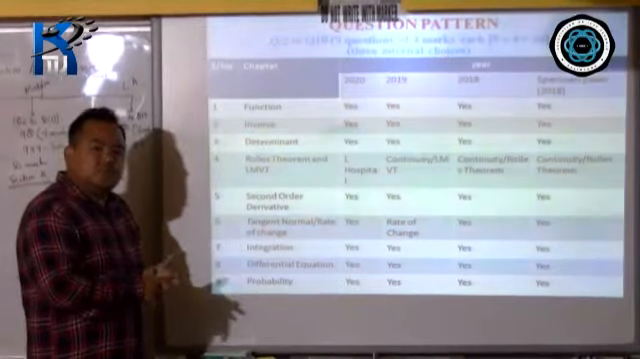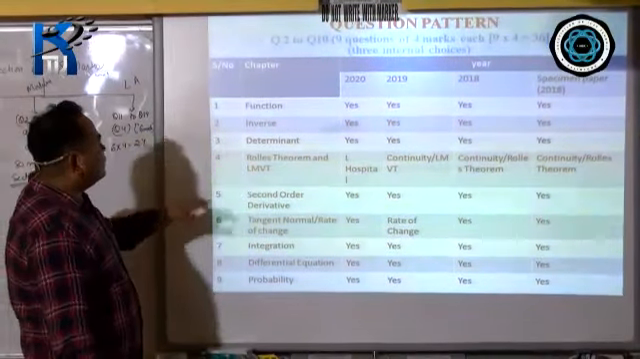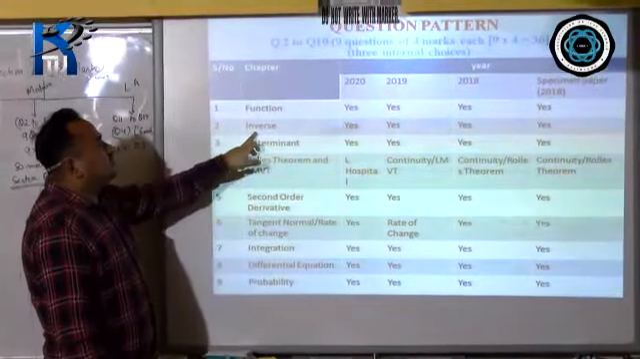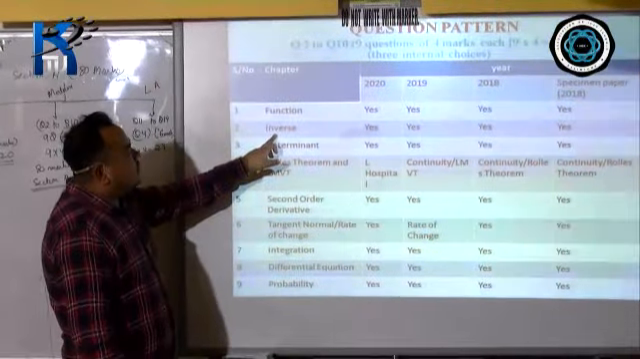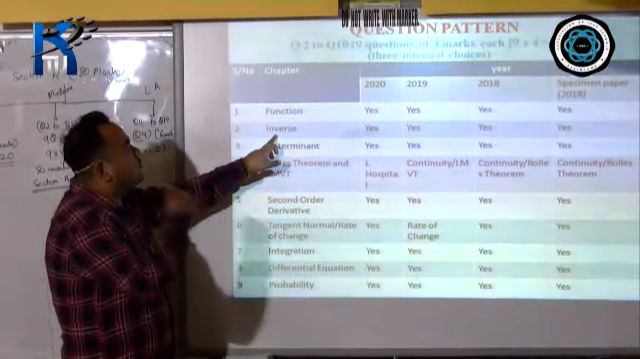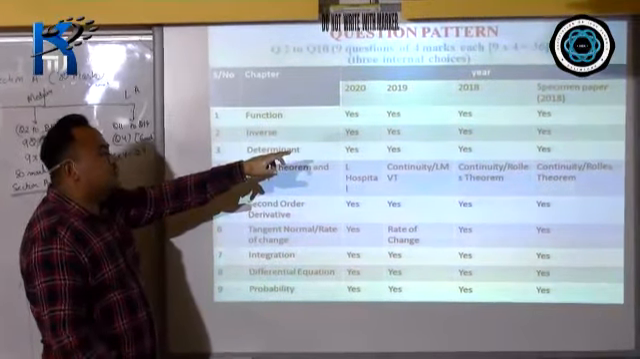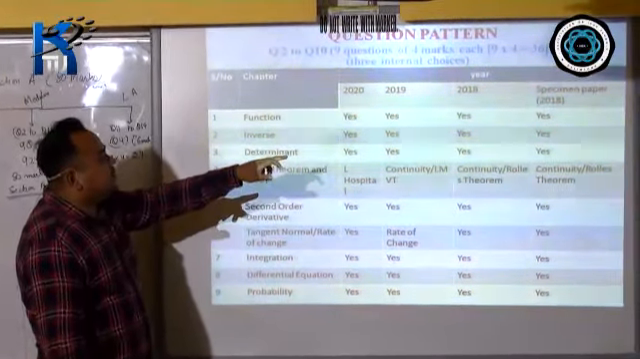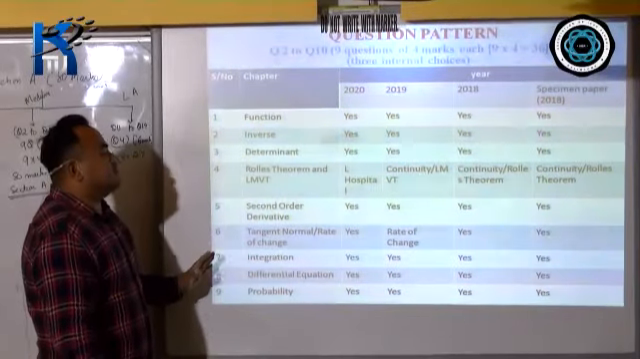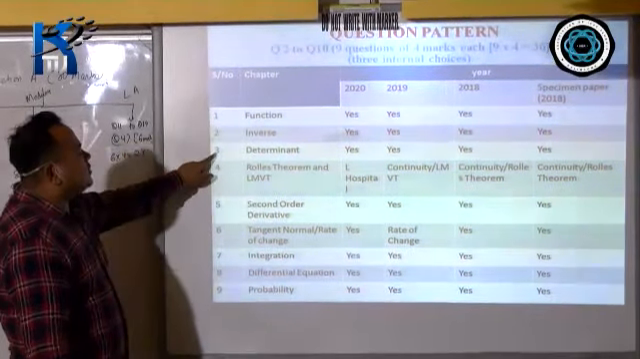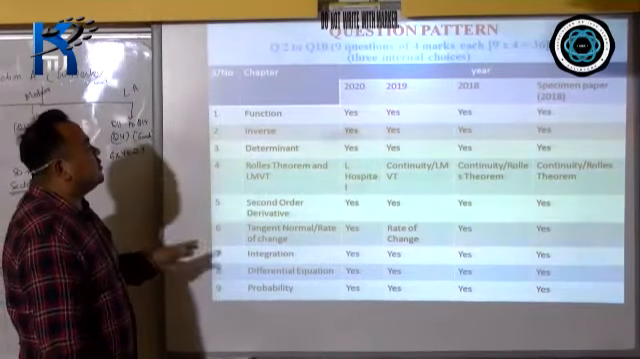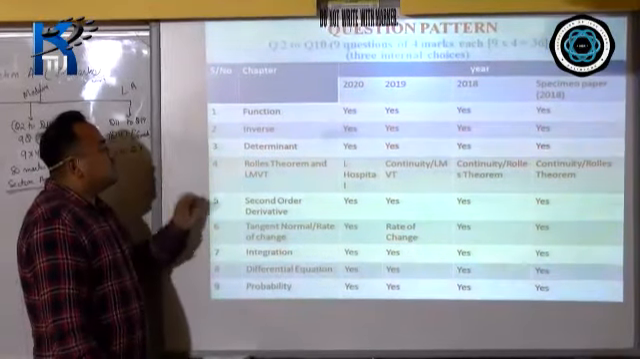So between these 2, you're bound to get 1. Moving on, inverse trigonometry. Yes, every year you get 1 question from inverse trigonometry. 2020, yes. 2019 also you got 1 question. 18 and 18 specimen paper also. Now determinant also, yes, that means every year you are bound to get 1 question on determinant.